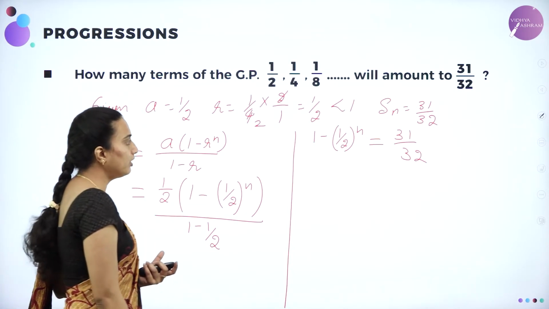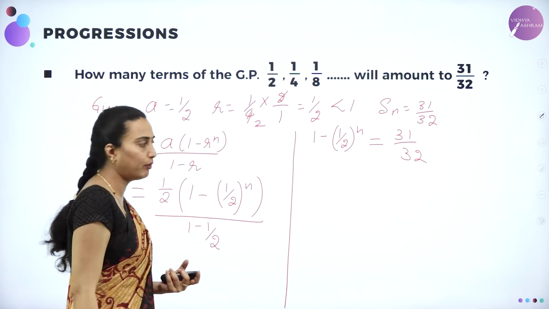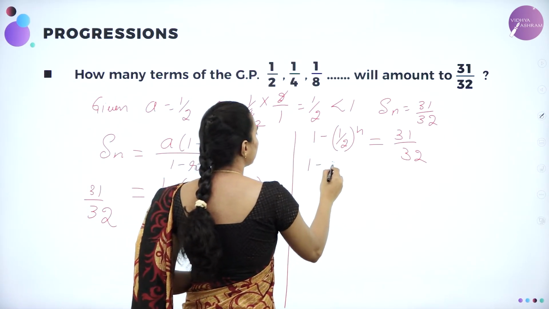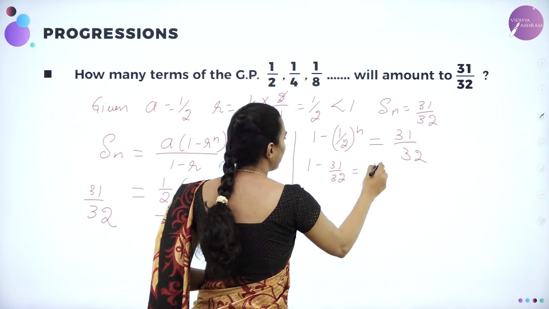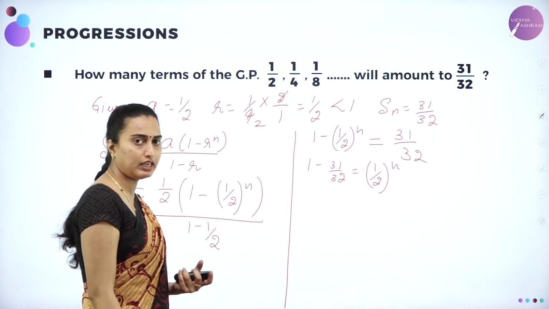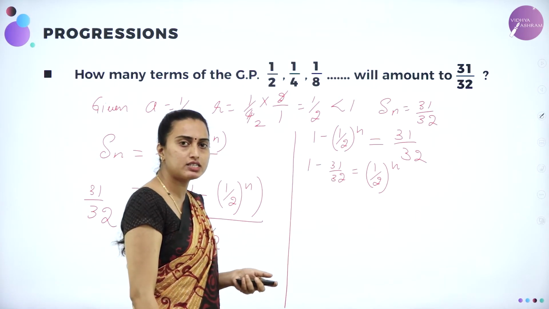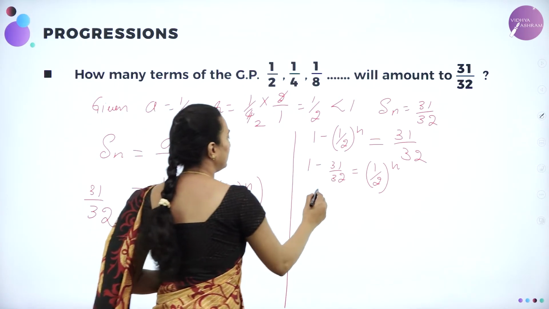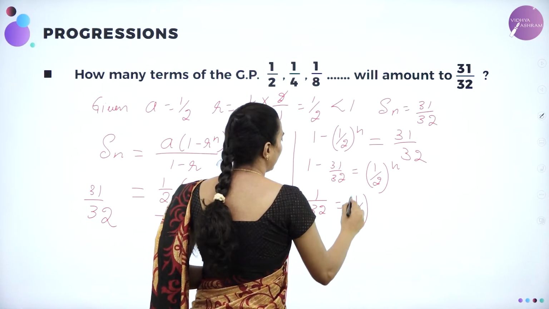Okay. Now here I can take 1 by 2 to the power of n to this side, 31 to this side. What will it become? So 1 minus 31 divided by 32, which will be implying 1 by 2 to the power of n. Now you can do this by taking LCM as 32. 32 into 1 is 32. 32 minus 31 is 1. 1 divided by 32 will be equal to 1 by 2 to the power of n.